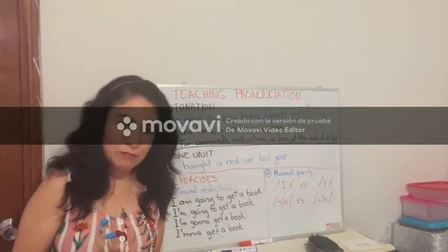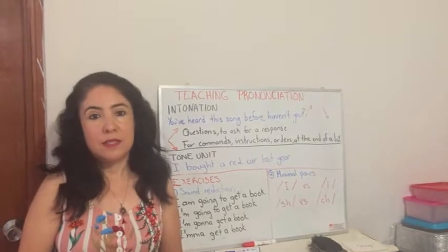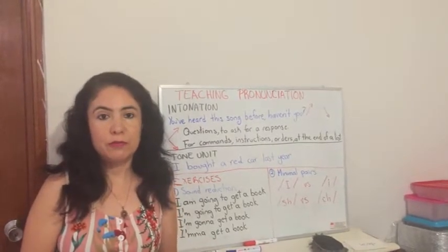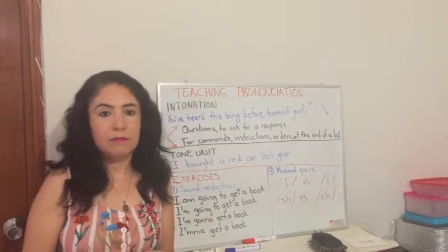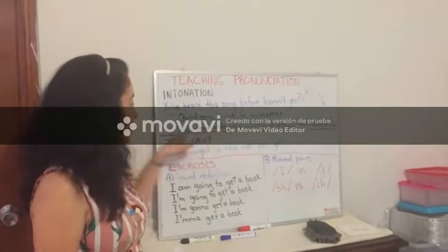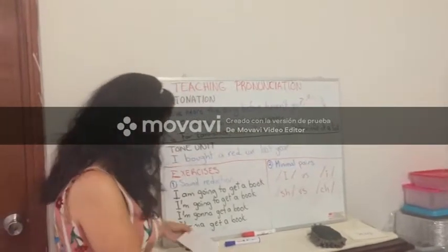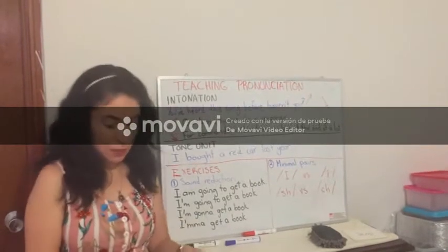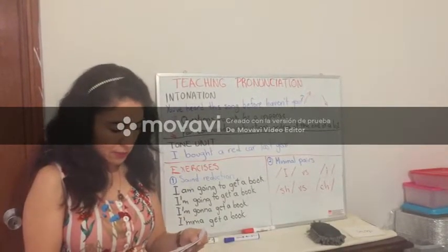Pick up your room. Close the window, open the door, close your book. So those are commands, and I am using falling intonation. So as you can see, intonation is an important feature of English when we are speaking.